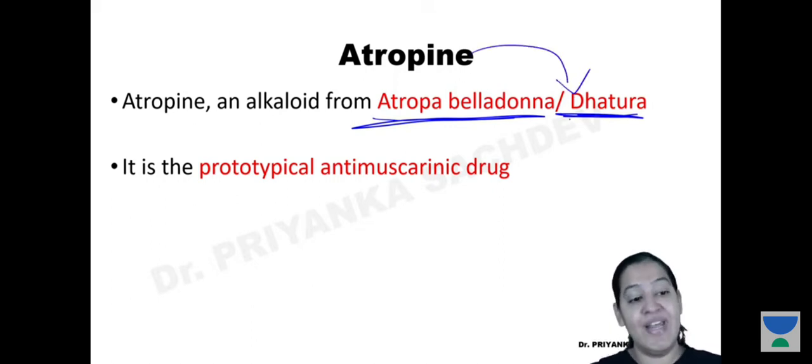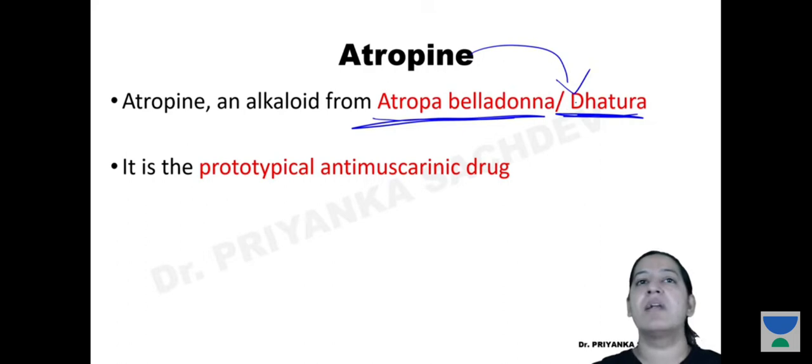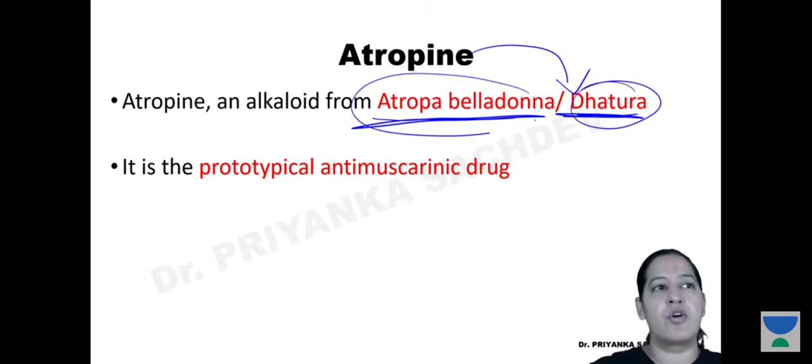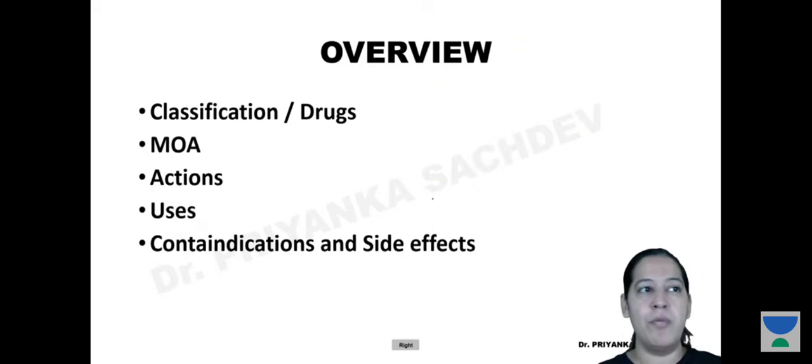नेचुरली ये कहाँ से मिलता है? Naturally it is obtained from a plant. The name of the plant is dhatura, that is Atropa belladonna. It is an anti-muscarinic drug. It is not anticholinergic, it is anti-muscarinic. It blocks only muscarinic receptors. It does not block nicotinic receptors.